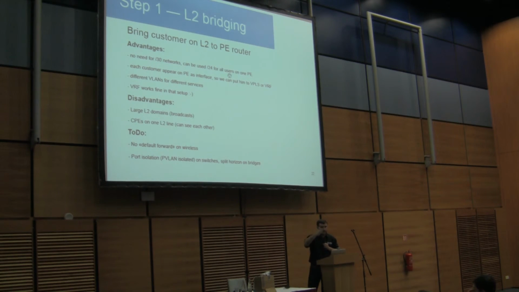So we can have it per customer, and each customer can have a different VLAN, and we can put this VLAN to VPLS or to VRF. We can also deploy different VLANs for different services like voice and internet, and they all will have their own routing. And VRF works fine in that setup.